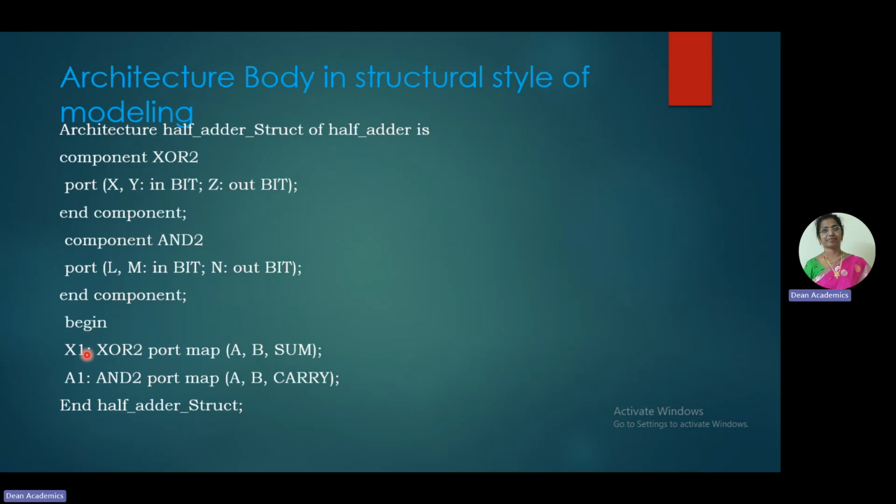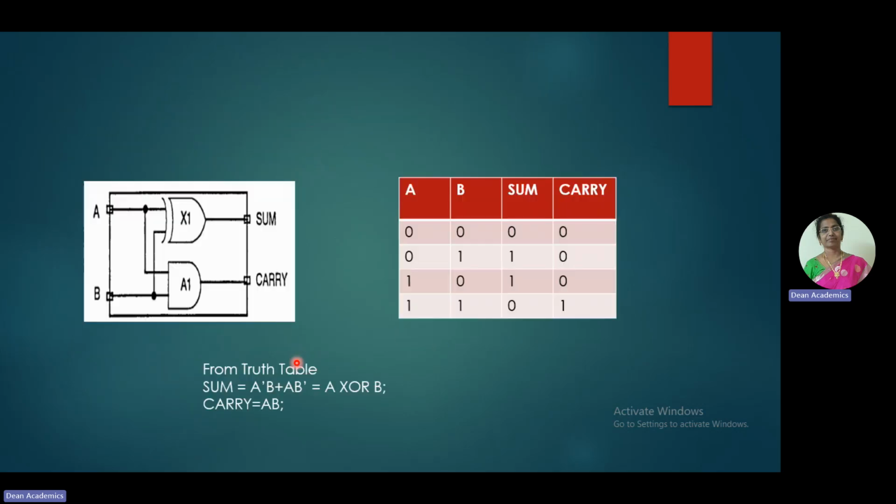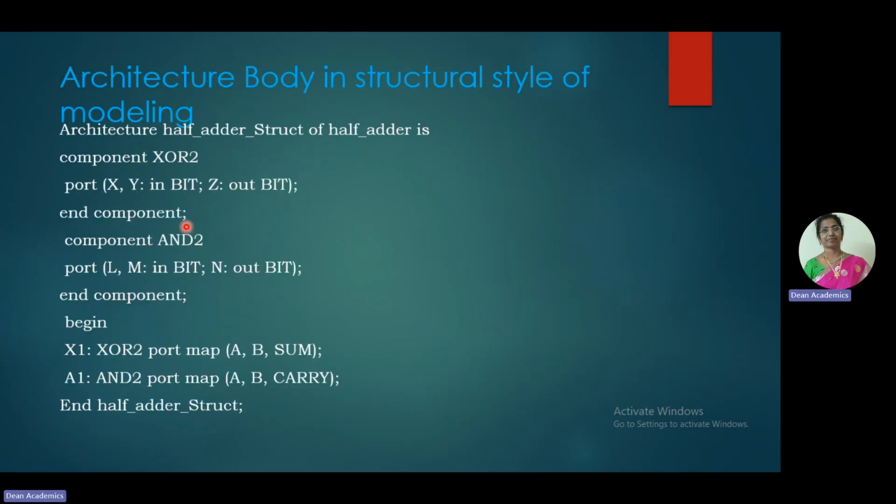Begin. X1 is XR2 port map with A, comma B, comma sum. Now, what is this X1? Let us see. In this diagram, you can see this is XOR gate. Therefore, you can write X1 is XR2 port map with A, comma B, comma sum. That means XR2 is the exclusive OR gate and it is port mapped with these ports. So these ports are mapped.